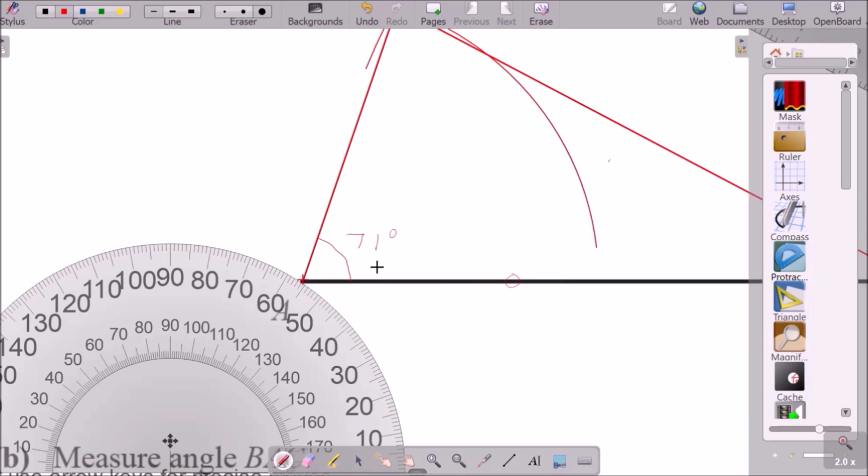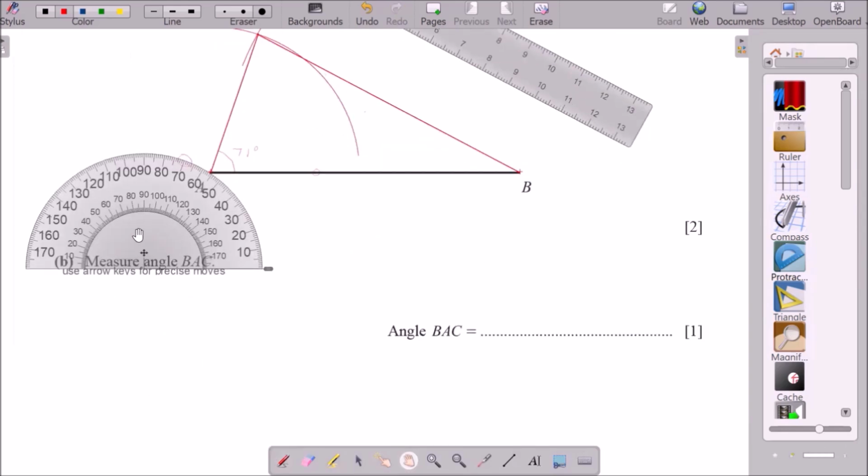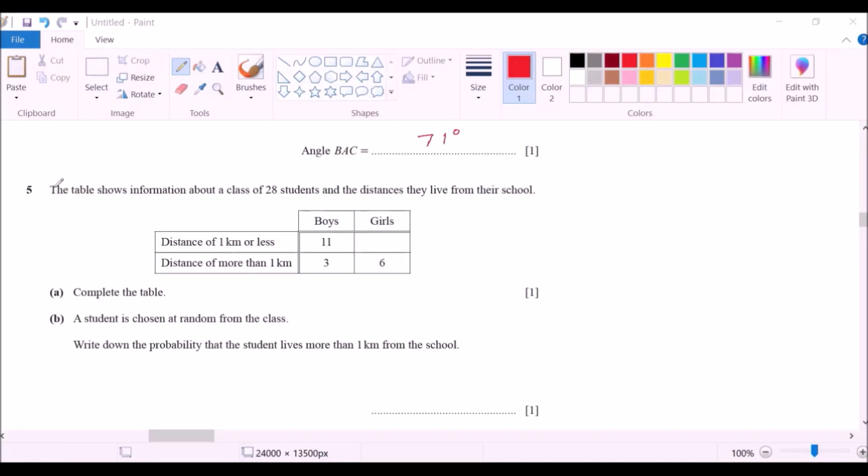So anything plus or minus 3 degrees is okay. So you can have 69, 70, 71, even 68, or you can have 72, 73, or 74. As long as it is within a reasonable range, we put our answer in the appropriate position. So this is 71 degrees. Remember, the unit of angles is degrees. Now let's go to question 5.